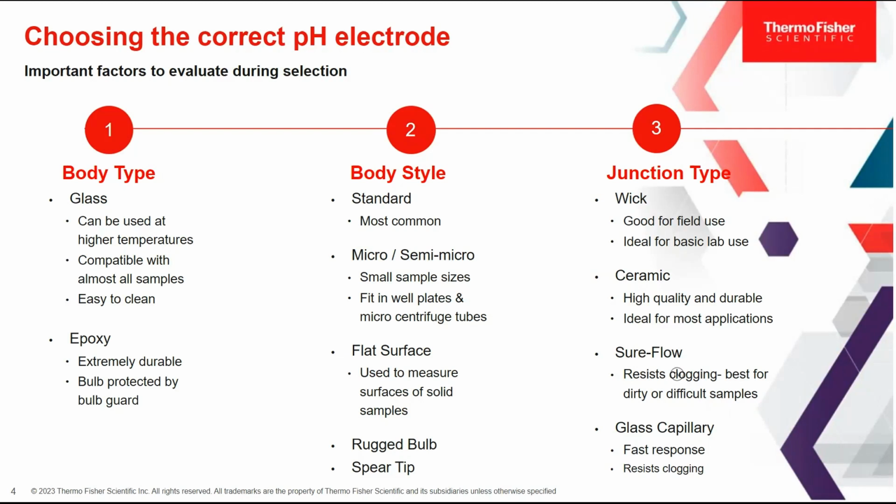Let's evaluate the junction type. Wick junctions are ideal for basic lab and field use. There are ceramic and capillary versions that are high quality and durable and can be used for most applications. Our versatile SureFlow junction is the best junction for dirty, difficult samples. It resists clogging and is easy to clean. It is ideal for thick and viscous samples, and compatible with all sample types.